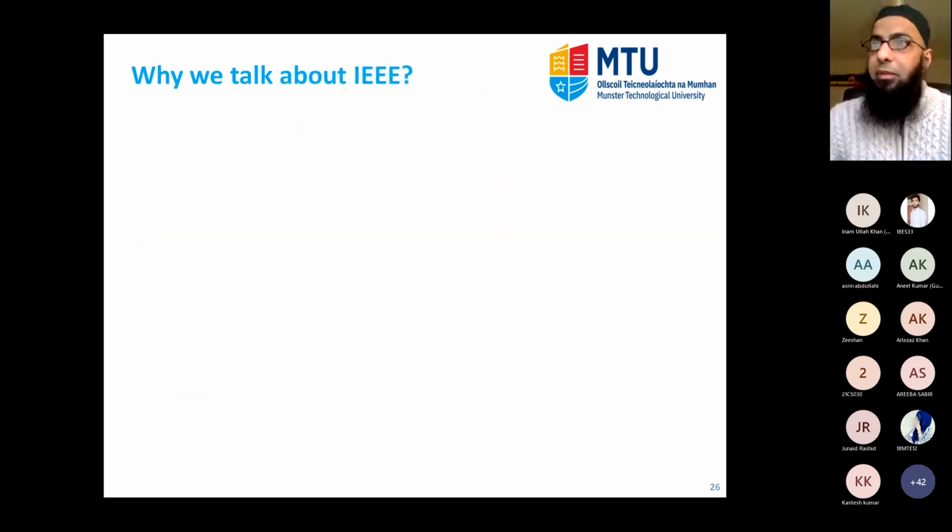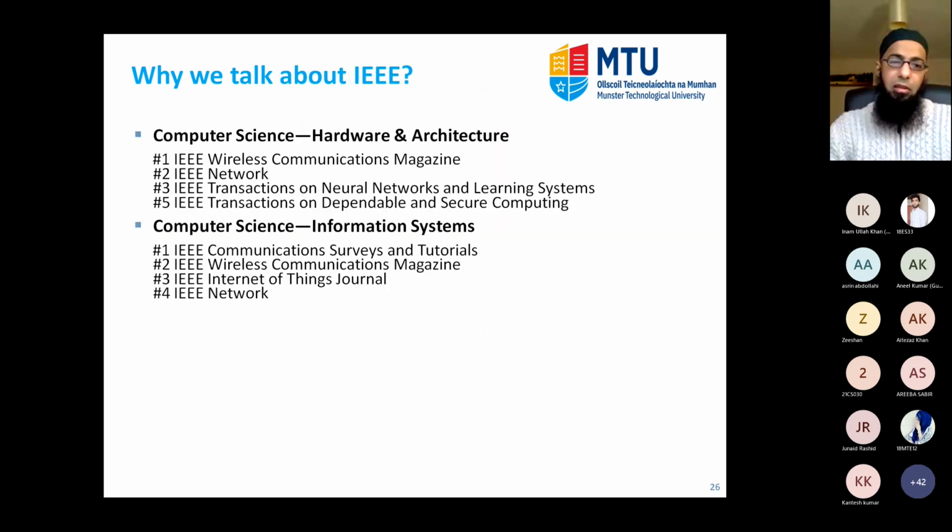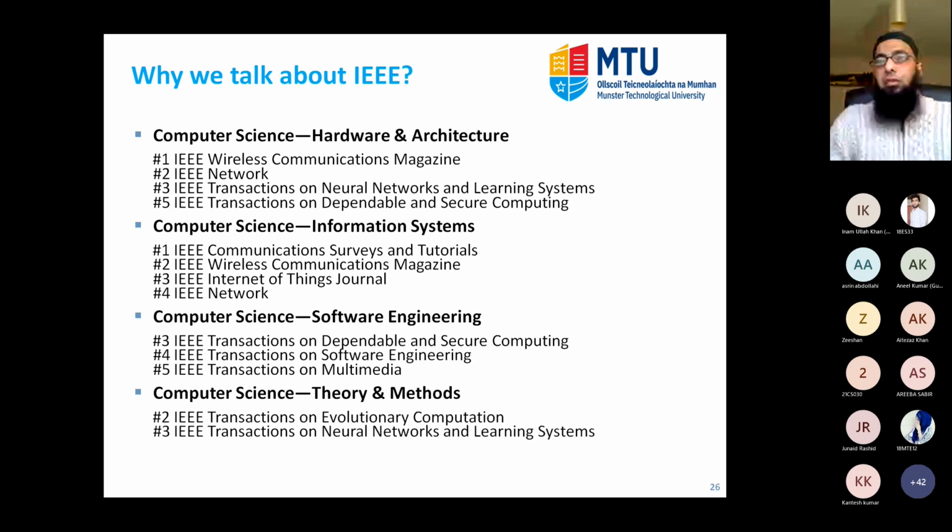Similarly, if you look at other domains within computer science, for example hardware and architecture, you have different transactions and different magazine articles. When you look at information systems, they have different journals which are in the top rank category. When we talk about software engineering, again, they have top ranked journals, and in theory and methods as well.